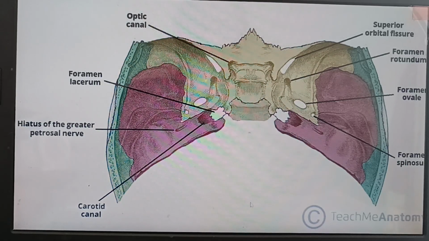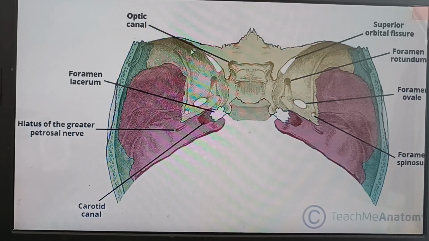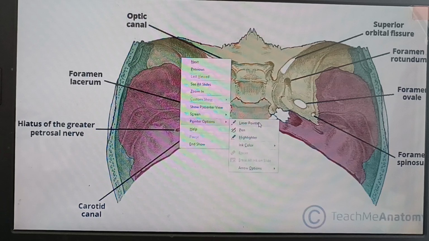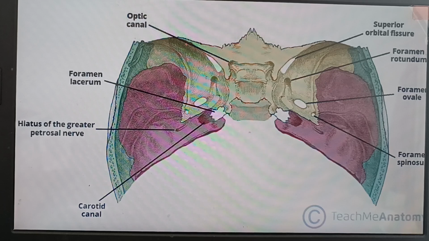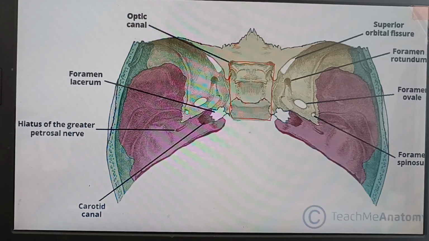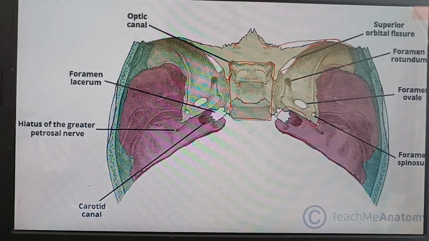What you see in this picture is a middle cranial fossa. We already discussed the sphenoid bone, so once again, a quick revision. In the center, you have the body of the sphenoid bone. In front, you have the lesser wing of the sphenoid bone, and just behind, you have the greater wing of the sphenoid bone. All right.